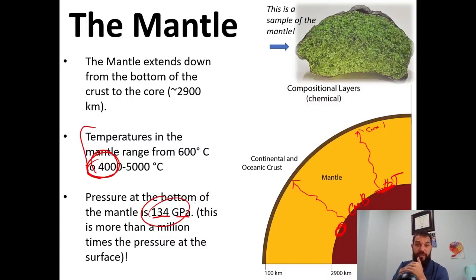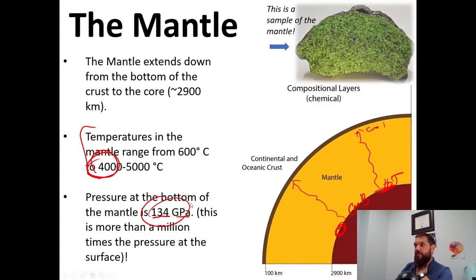Because, of course, remember, there's pressure here because you have the whole atmosphere sitting on top of you. And that atmosphere does exert a pressure on your body, on you. That exerts a pressure of about 100,000 pascals. So when you go down to the core mantle boundary, you're up at like 134 gigapascals, 134 billion pascals. So that's millions of times more pressure than what you're used to, right? So you have a significantly elevated pressure.